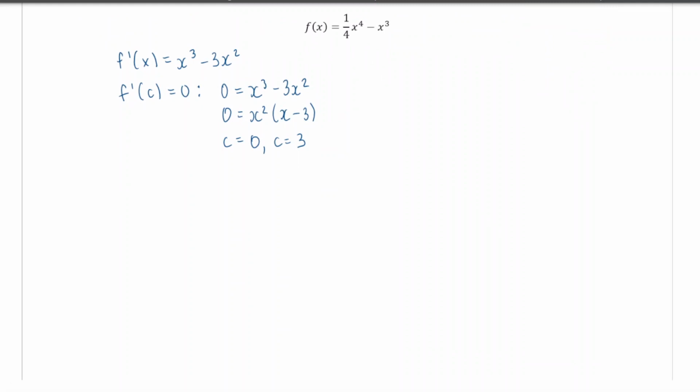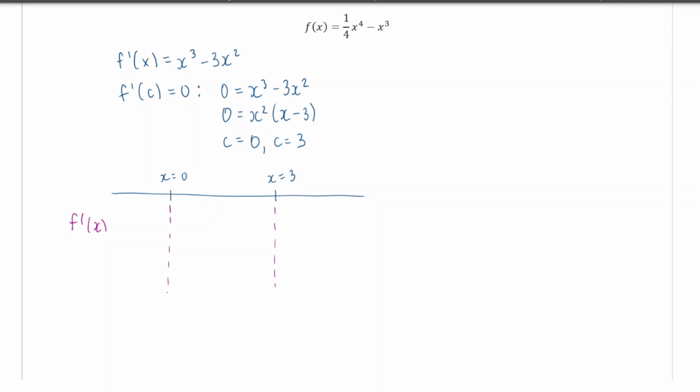There we go. Okay, so what you want to do in your table, you can make a number line if you want to. I'm going to put x equals 0 and x equals 3 on my number line, and then I'm going to test my derivative before, in between, and then after, in all of these segments. All right, so let's check out the derivative before x equals 0.